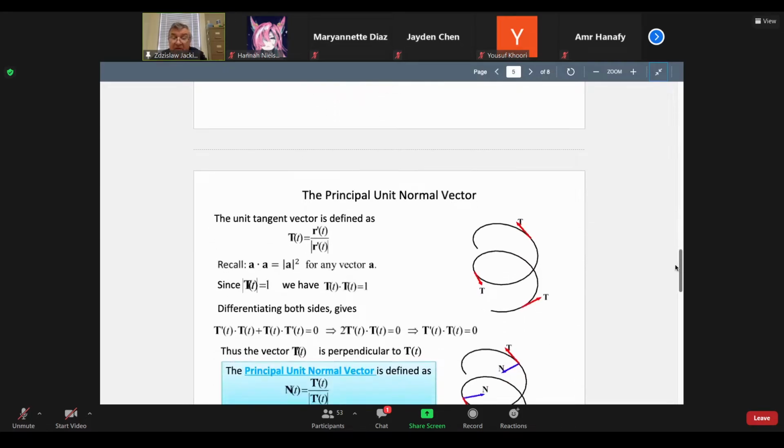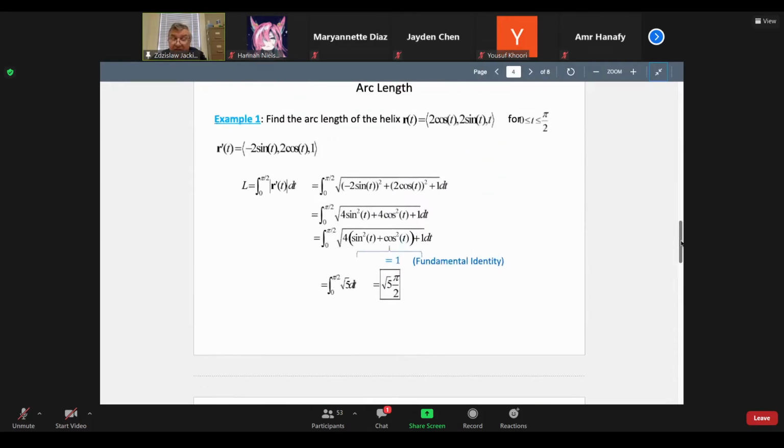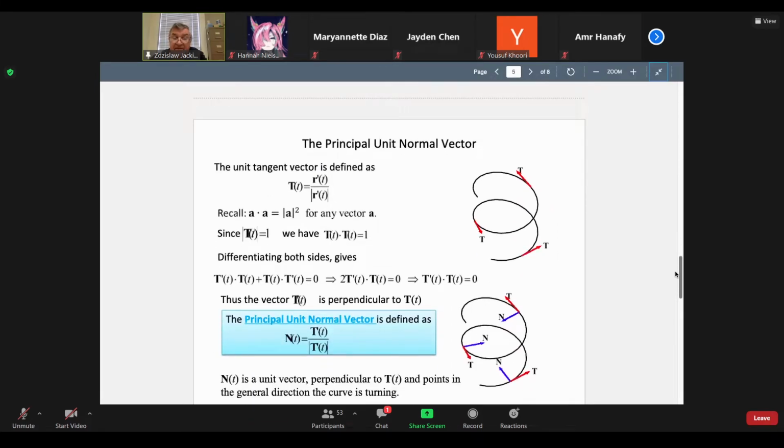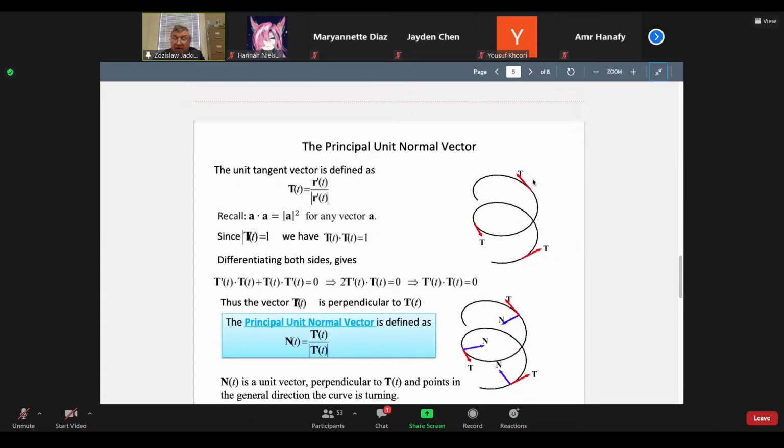The principal unit normal vector. Next things. You have a curve, here this black one. Of course, you can compute the tangent vector. The tangent vector is the derivative of R, so R prime of t is a tangent vector. And then you can compute a unit tangent vector by dividing R prime of t by the magnitude of R prime of t.